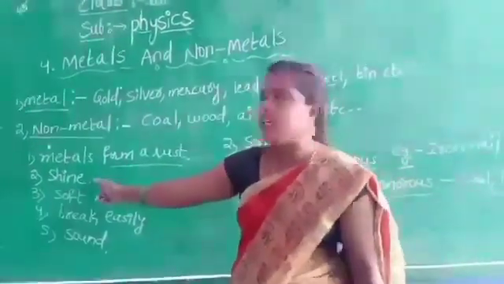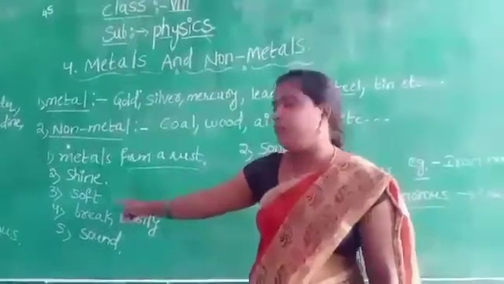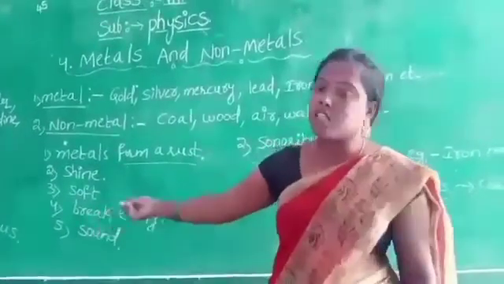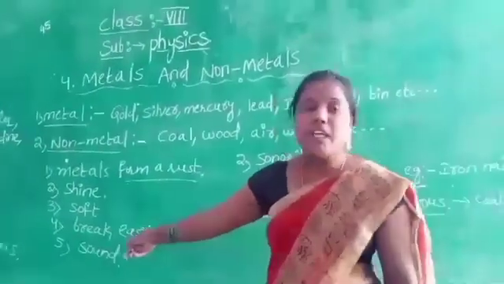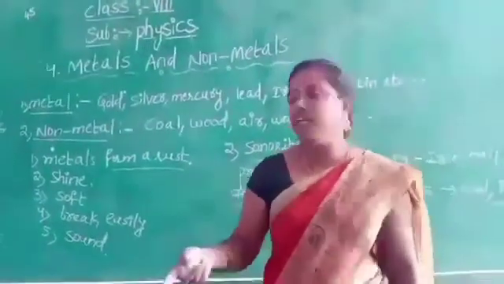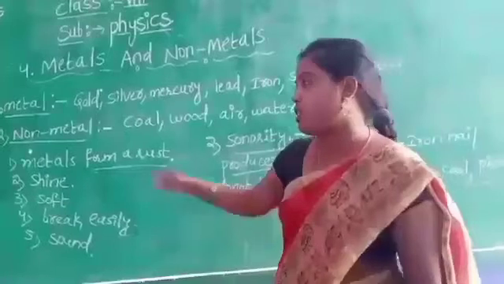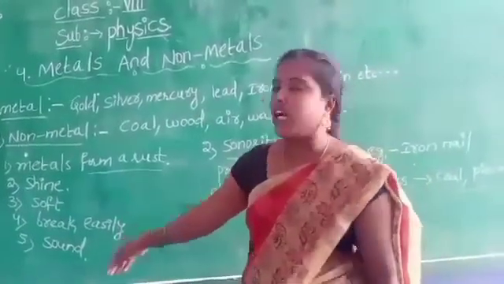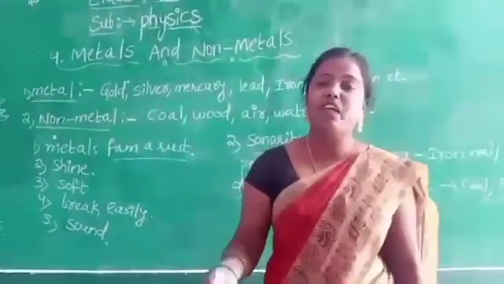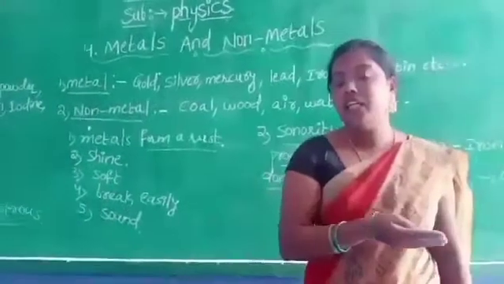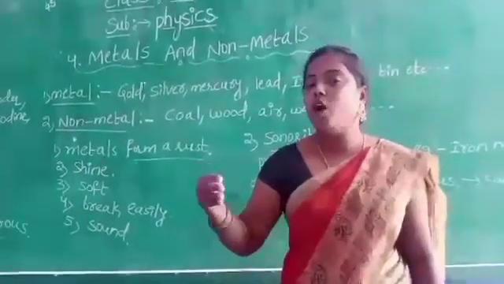Some metals shine, some do not shine. Some metals are soft, some metals are hard. Some metals break easily, but some metals do not break easily. Some metals produce sound and some of them do not produce sound. Depending upon these characters, we can classify some materials as a metal, some materials as a non-metal.